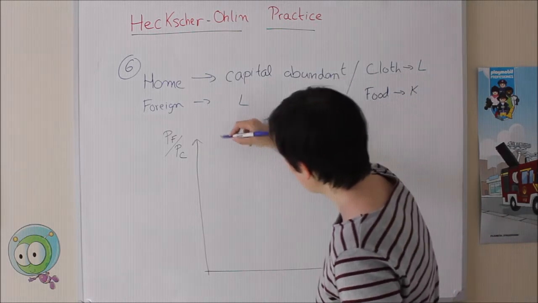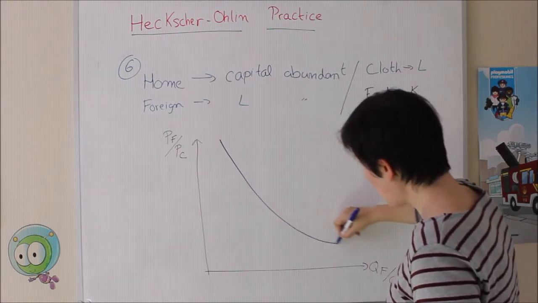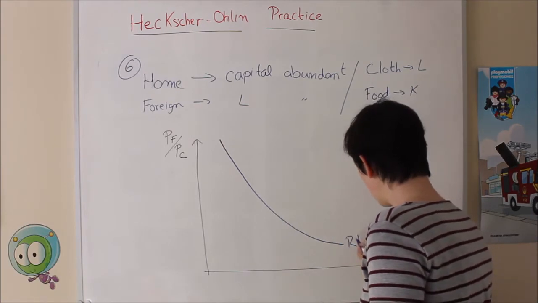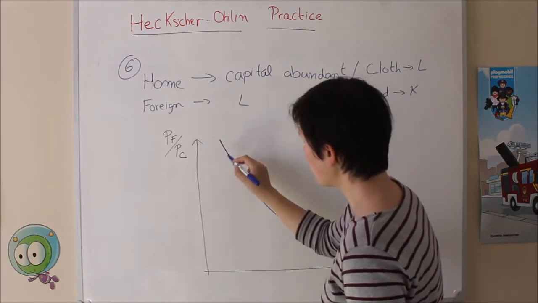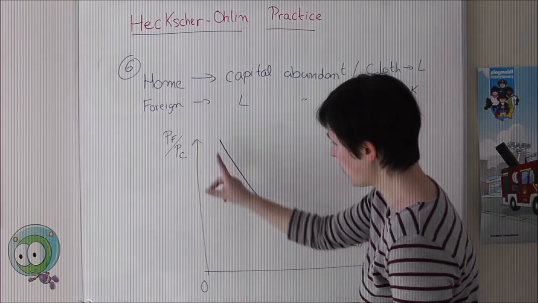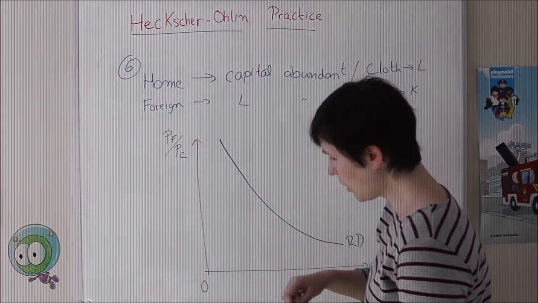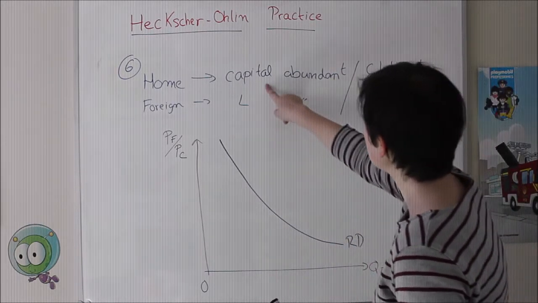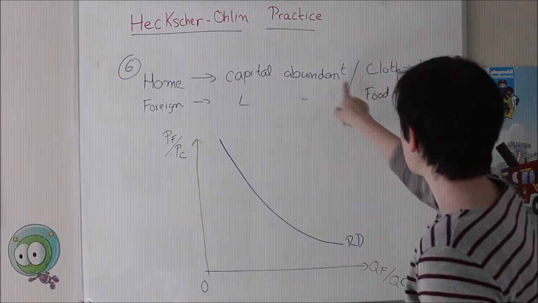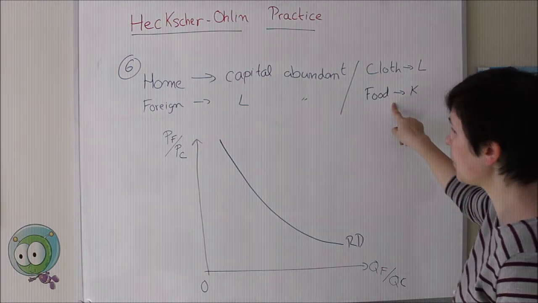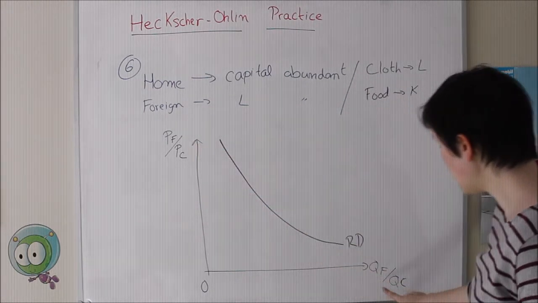So the relative demand, let's say, is something like this, always with this negative slope. That means the higher the price of something, the lower the quantity demanded. You see it here for both variables. Because home is capital abundant, it is going to produce more food than the other economy. And here we have the quantity of food.